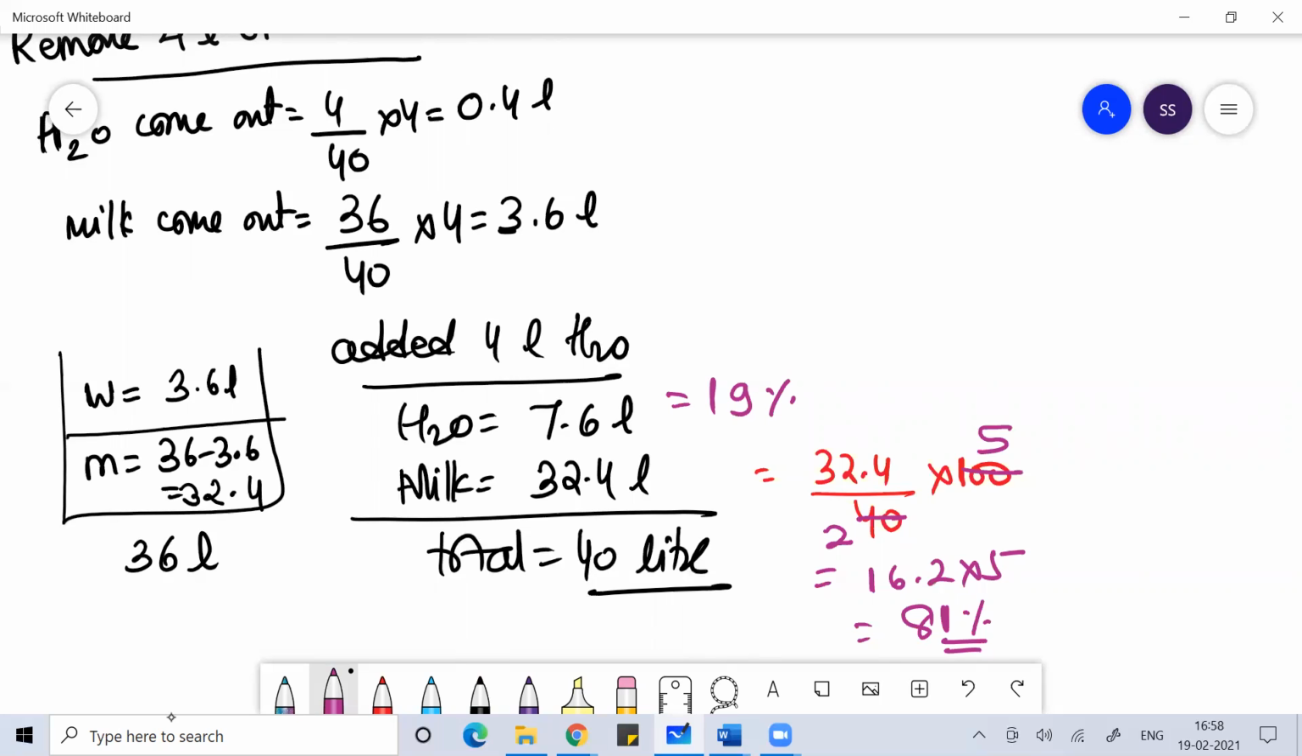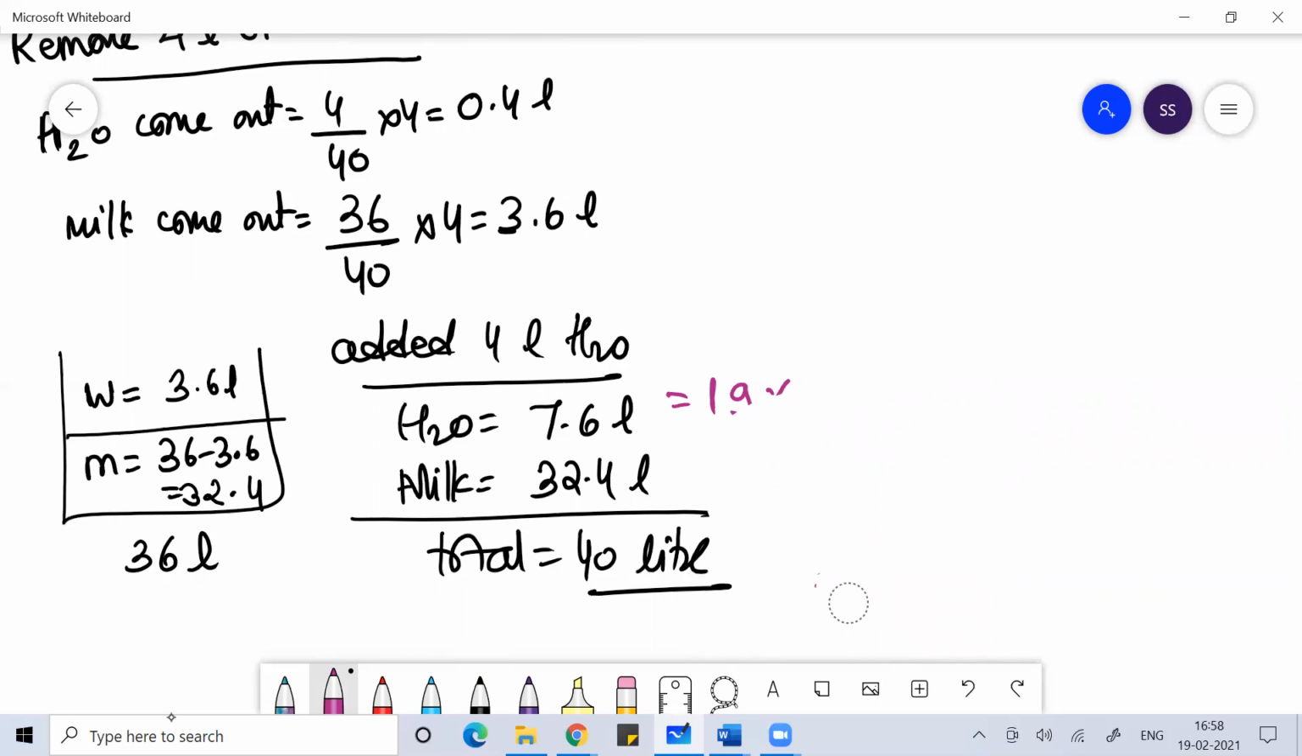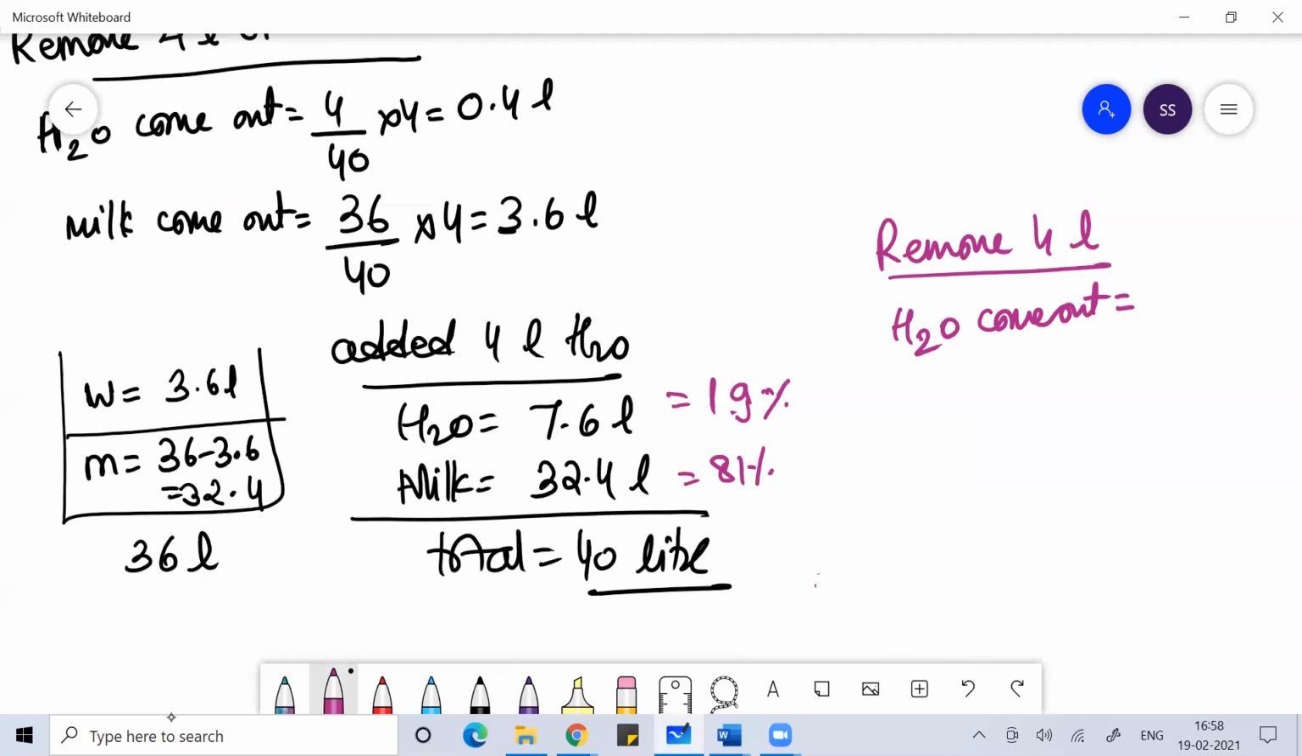I hope you are understanding this. So milk is now 81%, and water is now 19%. Okay. Now from this, if you remove 4 liters, how much water will come out? It will be 7.6 divided by 40 into 4. So that would be 0.76 liter.